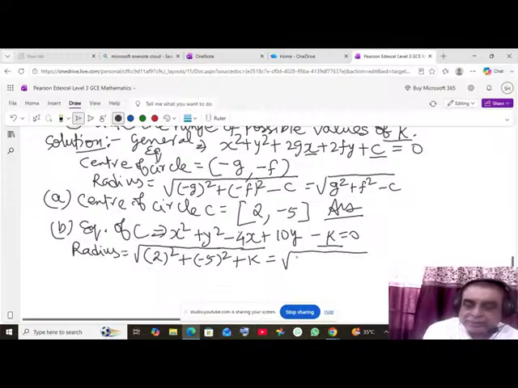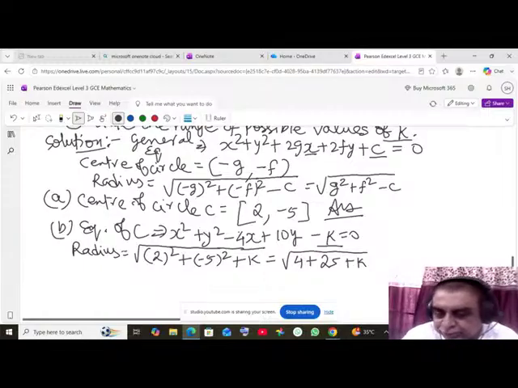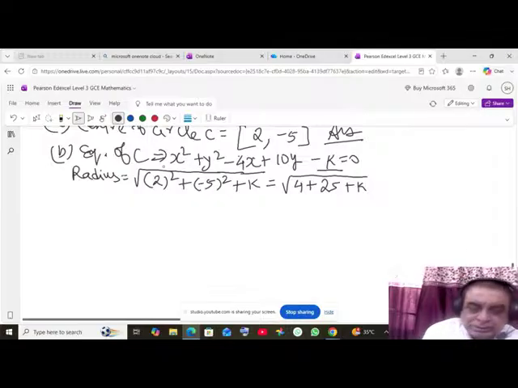So 2 squared is 4 and negative 5 whole squared comes to plus 25. A negative square value is positive, plus k. Now that is the radius of the circle. So here I am writing the simplified radius: 4 plus 25 is 29, plus k.